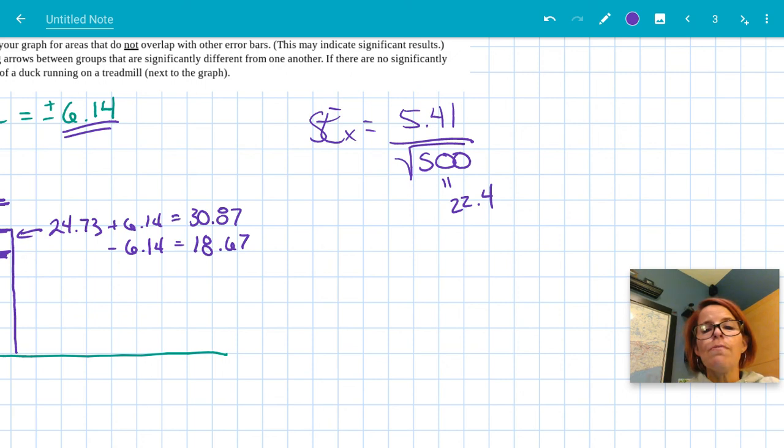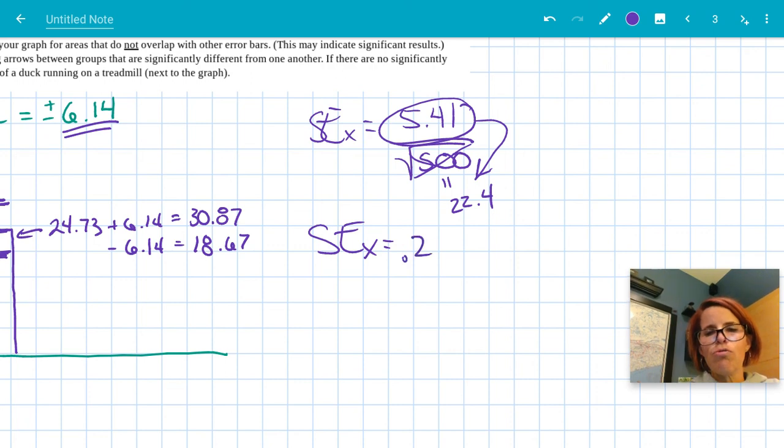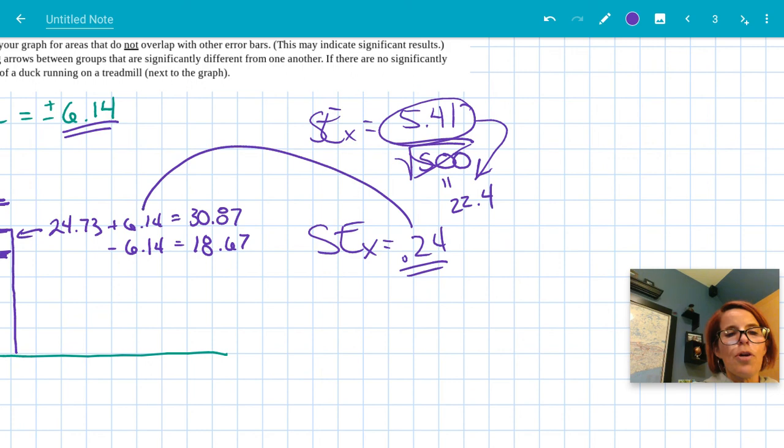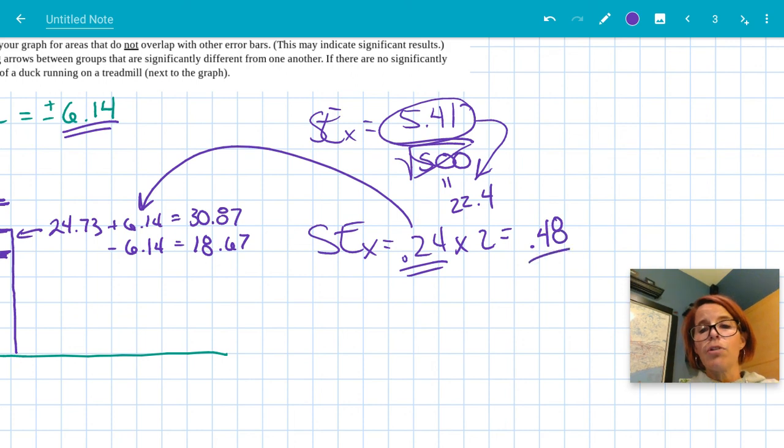And when you do 5.14 divided by 22.4, you get a really small number. So SE sub x is just, in that case, 0.24. Look at what a tiny number it is compared to the 6.14. Oh, sorry, I've got to multiply it by 2, because it's plus or minus 2 SE sub x. So 2 SE sub x would have been 0.48. So compare this tiny number, 0.48, to the 6.14.